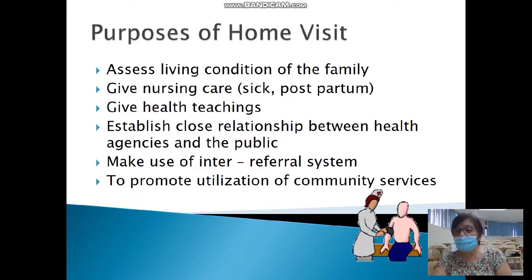What kind of inter-referral system? Wherein if you have assessed the patient and there is something wrong with him, you can refer him to any hospital nearest the patient's house. And to promote utilization of community services also.